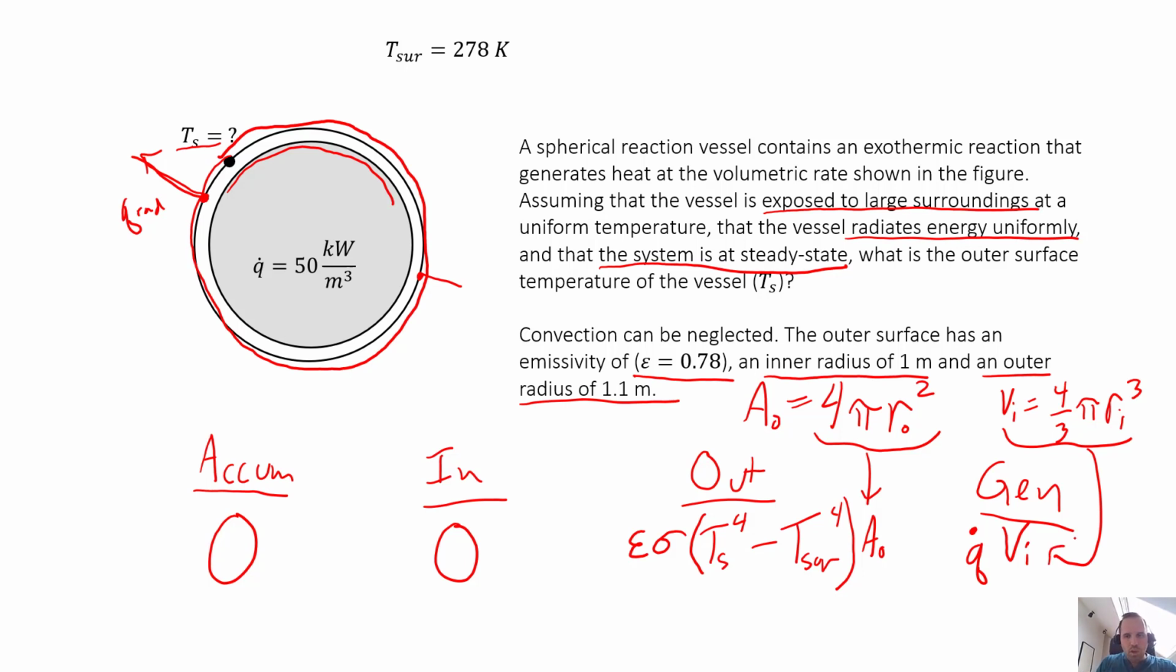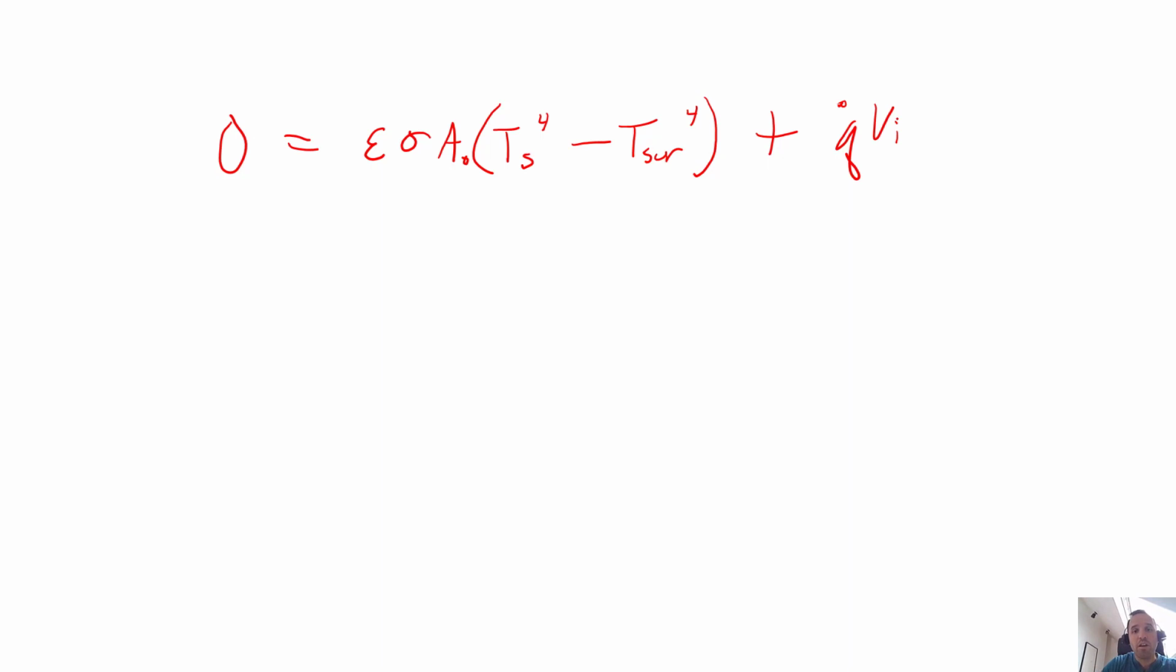So now we will compile our equation. Remember, it's accumulation equals in minus out plus generation. So we're going to take all these terms and put them into an equation form. So we get 0 is equal to our in term, epsilon times sigma times A times our surface temperature to the fourth minus the temperature of our surroundings to the fourth. And we need to remember this is the outer surface area coming in, or our generation term was Q dot times our inner volume. So now we have one equation and we have one unknown.